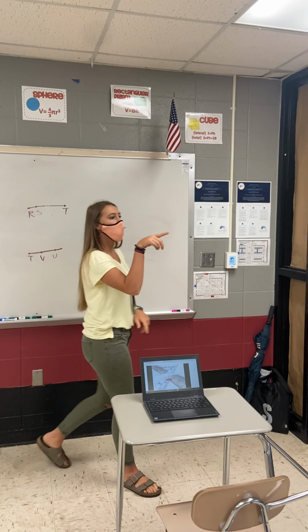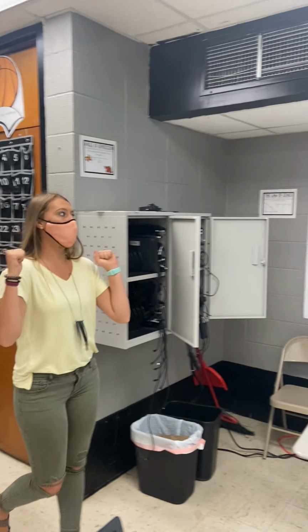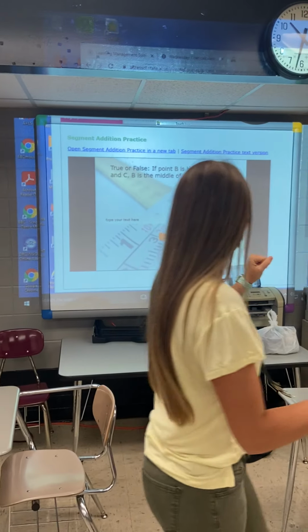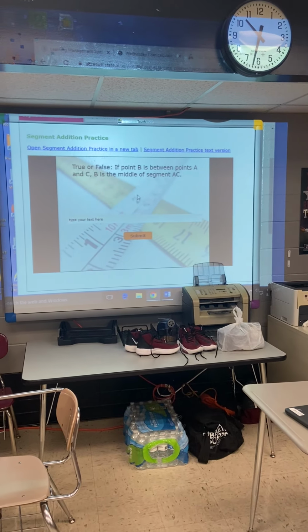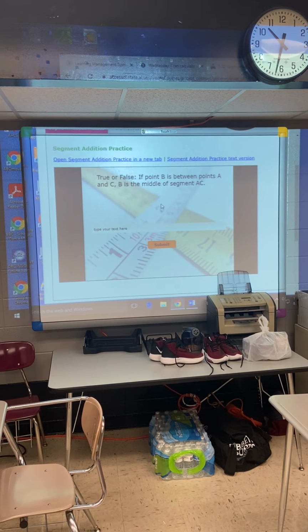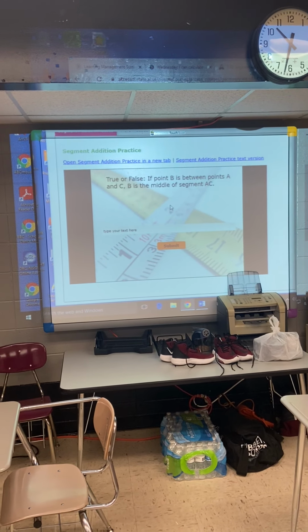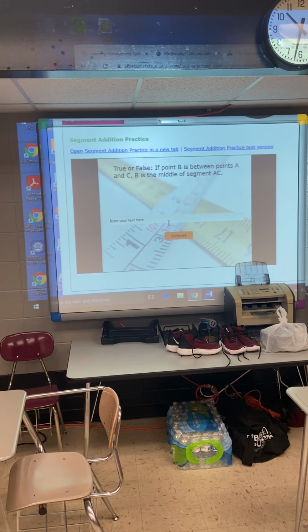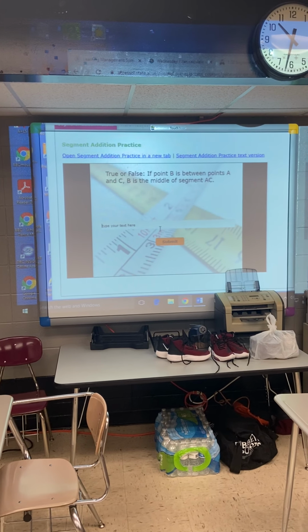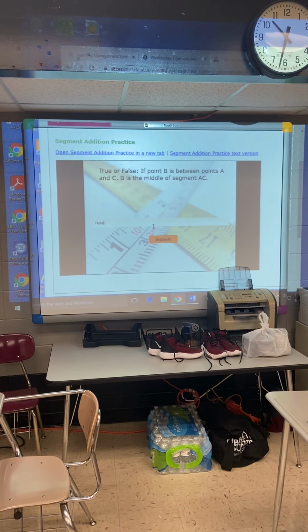So this is going to be false because it's between. Just because it's between, it doesn't mean it's in the direct middle. If it were to say point B is the midpoint, then it would be true. But it doesn't state where B is. It just says between. So your answer would be false.